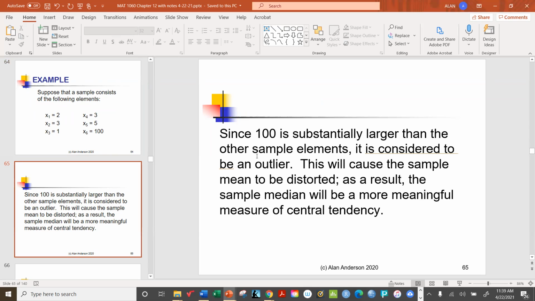100 is substantially larger than the others. It is therefore considered to be an outlier. That's a problem, because if we calculate the mean, we're going to get a number which is not really representative of the center of our data.